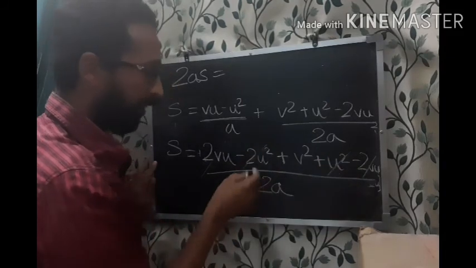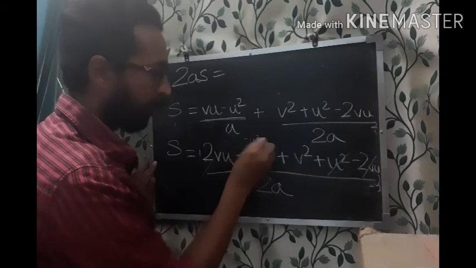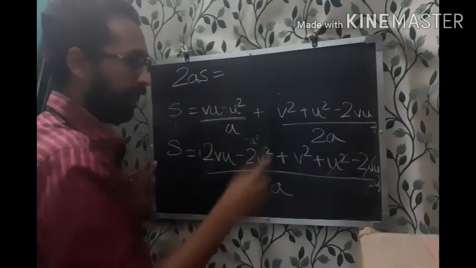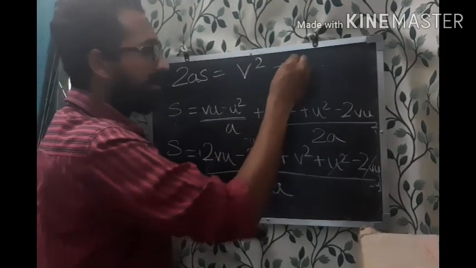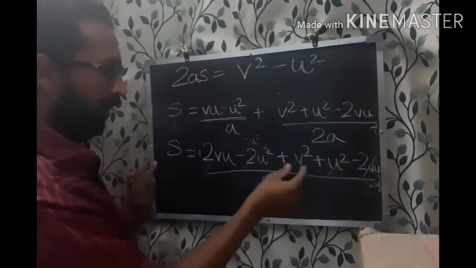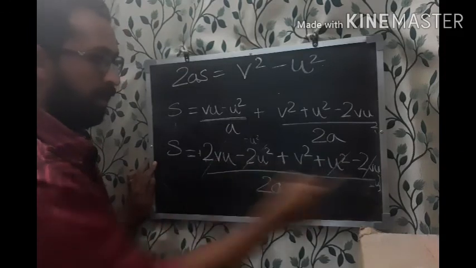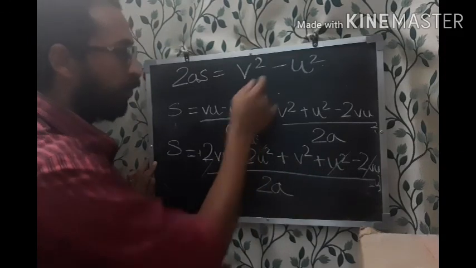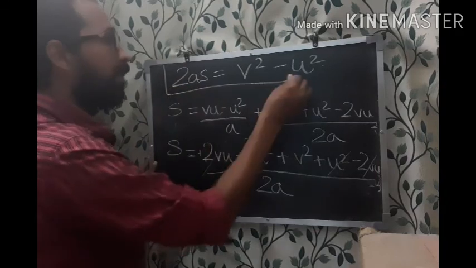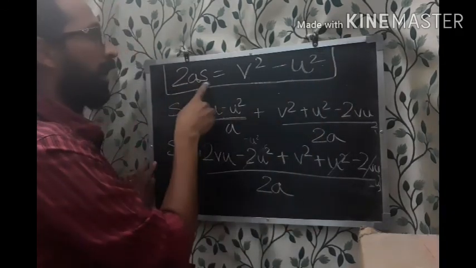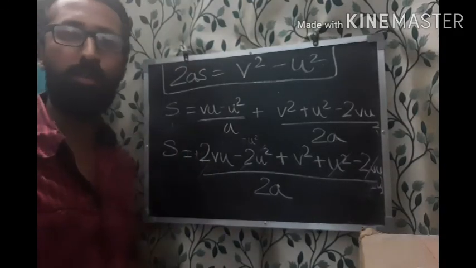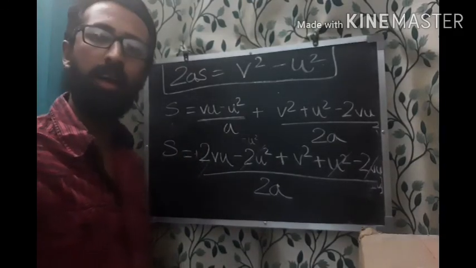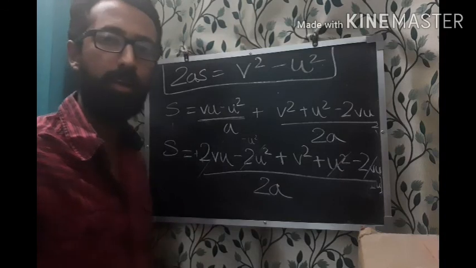So it will result in minus u square. Only one will be left, and that would be negative. So the equation changes to v square minus u square. Only two things are left, v square and minus u square. So the equation results to be 2as equals v square minus u square. So this is the process of derivation of the third equation of uniformly accelerated motion.